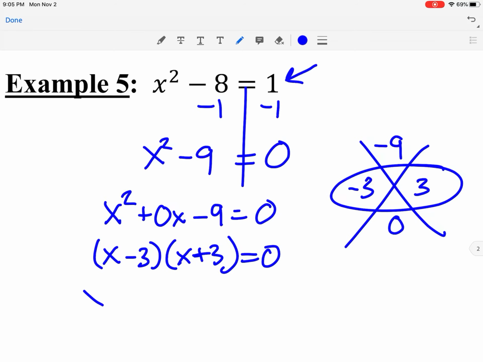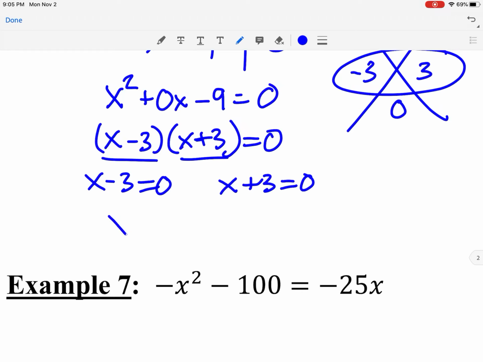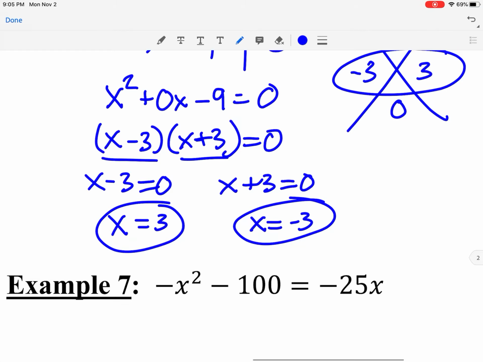And then I'm on to step 4, so breaking this up into two equations, either this equals 0 or this equals 0. Solve each one of those and you get x equals 3, and solve this one to get x equals negative 3.